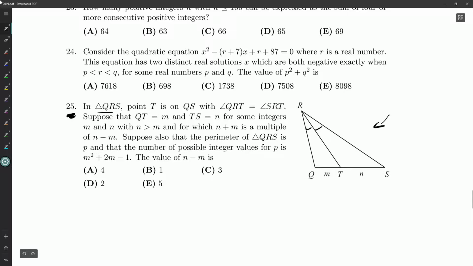Suppose also that the perimeter of triangle QRS is P, and the number of possible integer values for P is m squared plus 2m minus 1. That looks very similar to m squared plus 2m plus 1, just differs by 2, which happens to be m plus 1 squared. Just an observation. And they're saying this is all enough to figure out an exact value for n minus m.